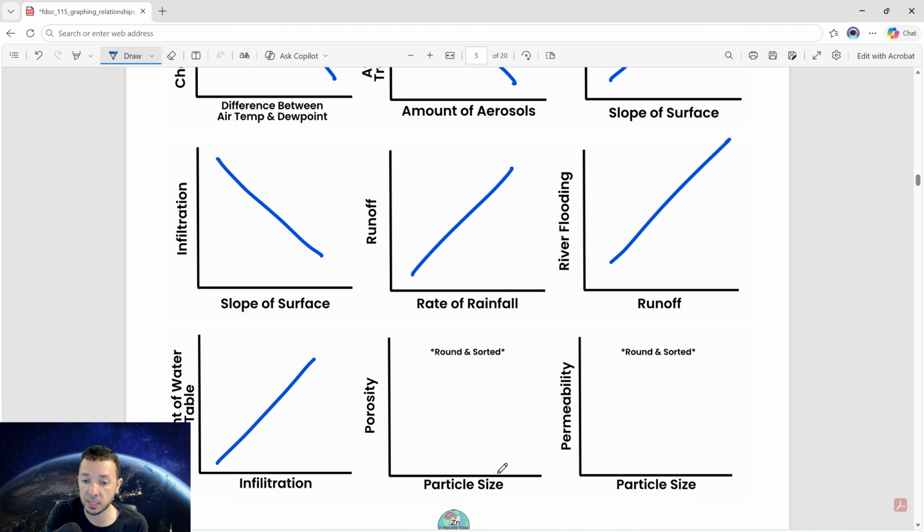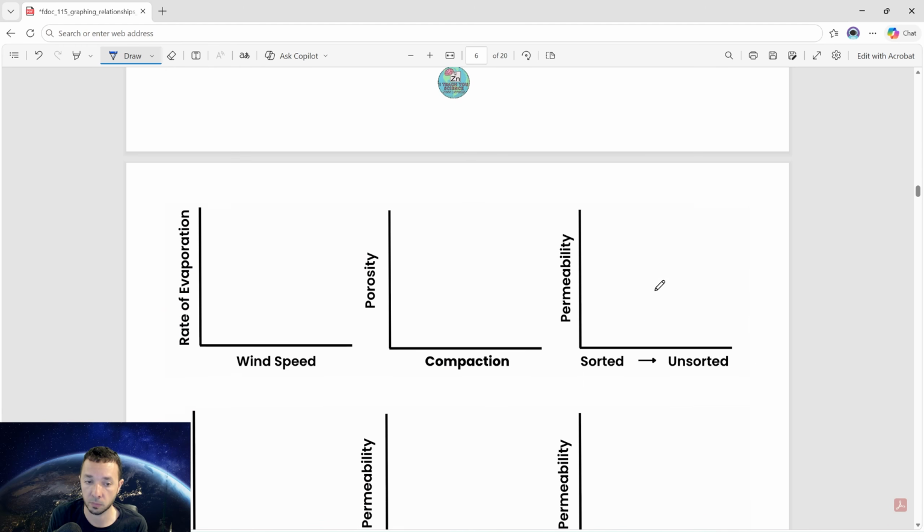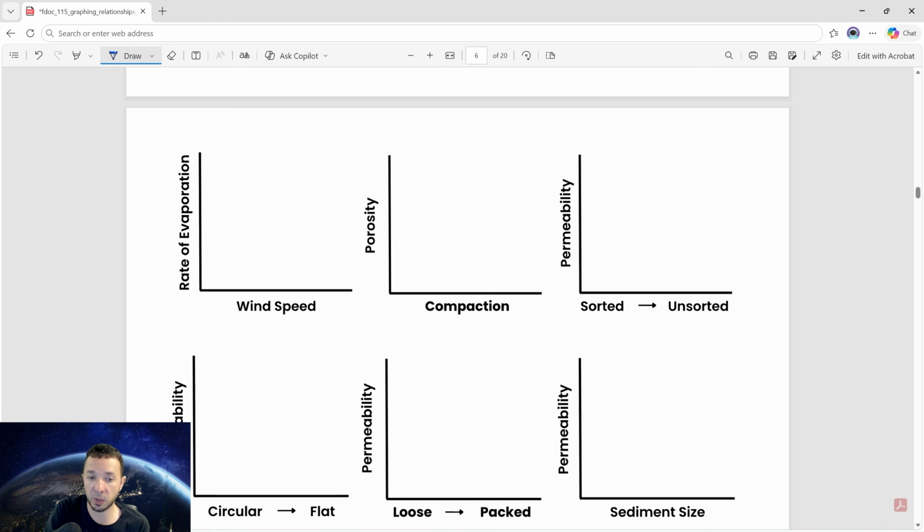As particle size increases, if you're round and sorted, what happens to porosity? This should actually be constant. As particle size increases for round and sorted, what happens to permeability? That should go up. As wind speed increases, what happens to rate of evaporation? It should go up. As compaction increases, what happens to porosity? Should go down.